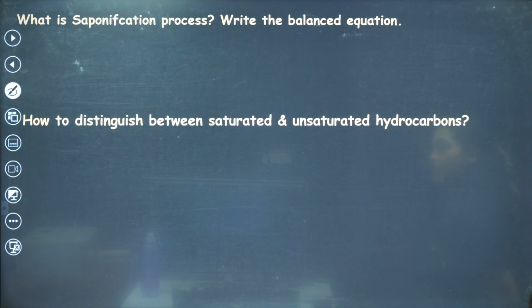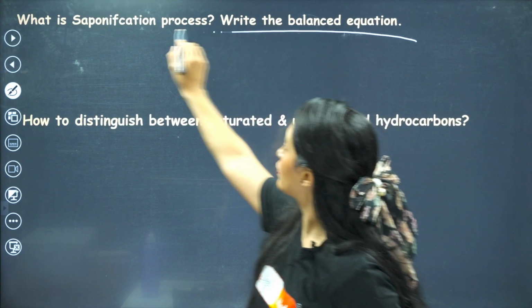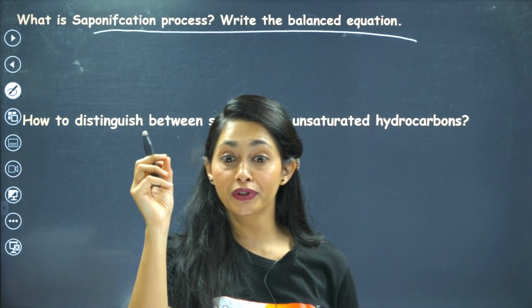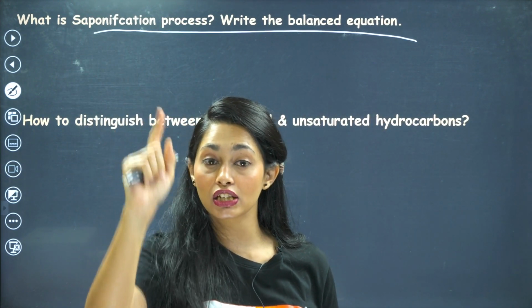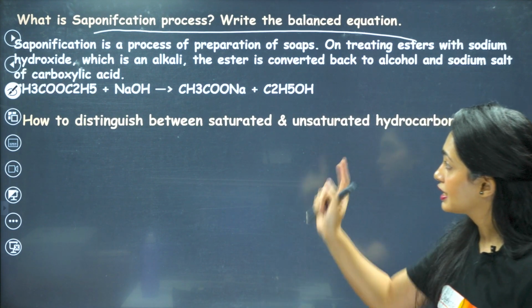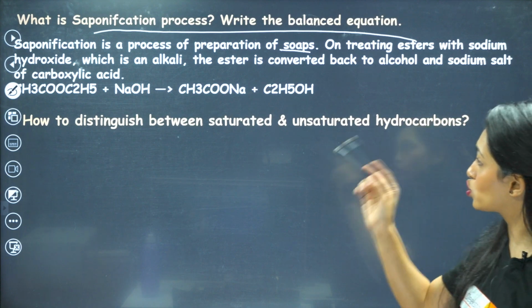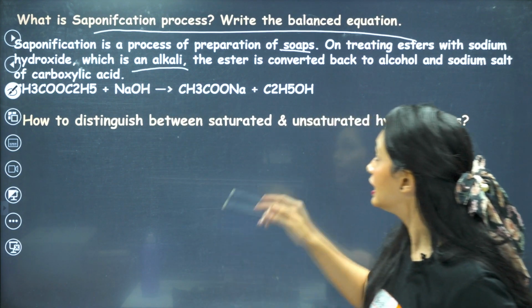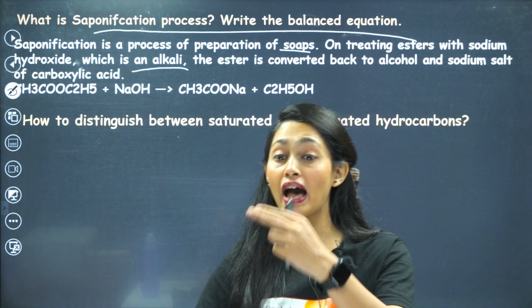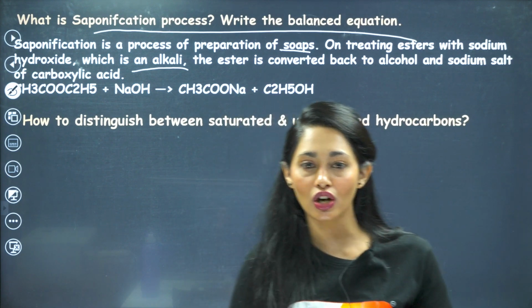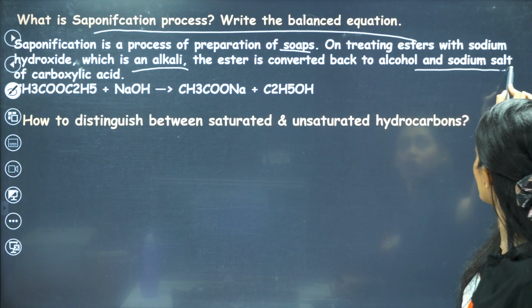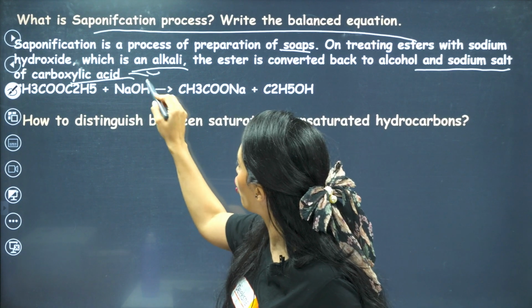Moving on, what is the saponification process? Write the balanced equation. Saponification is super important, as well as the esterification reaction. Saponification is a process of preparation of soaps. On treating esters with sodium hydroxide, which is an alkali, the ester is converted back to alcohol and sodium salt of carboxylic acid. This sodium salt of carboxylic acid is nothing but soap.